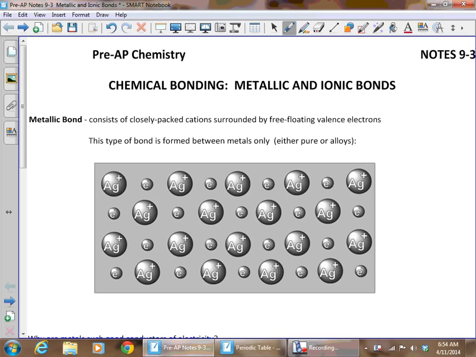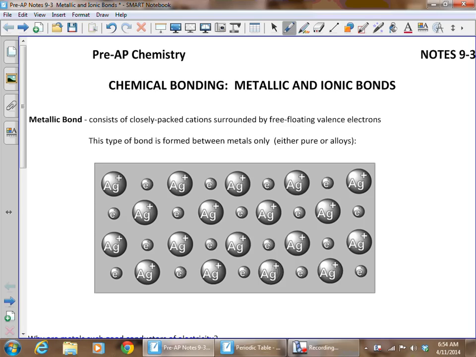Chemical bonding. When we look at why elements and atoms join together and form compounds, or why atoms of a metal stick together and we have metal bars or steel beams, we're looking at bonding, chemical bonding. And the two types that we're going to look at today are metallic bonding and ionic bonding.